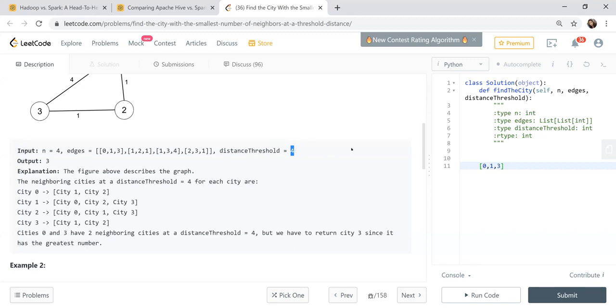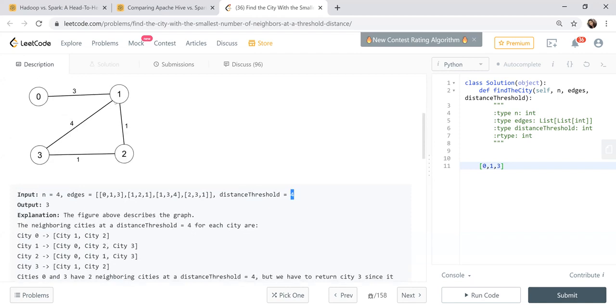For example, over here, from 0 it is reaching 1 with 3, and then from 1 it is reaching 2 with a distance of 4. So which is included, because 4 can be included, which is the threshold. So that's why it's written that city 0 can go to city 1 as well as to city 2. Similarly, at city 1, we can go to city 0, city 2 as well as city 3, because all the weights are in the range of the threshold 4.